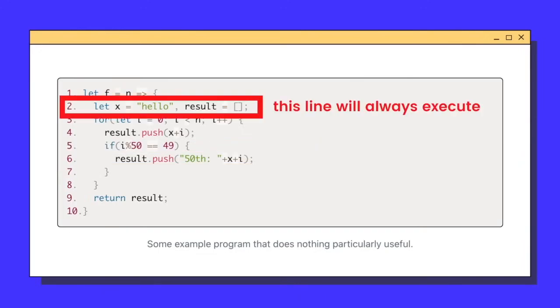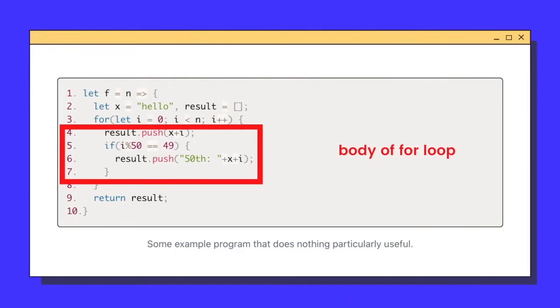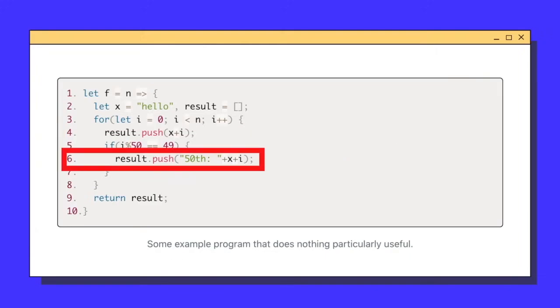So here, this line will always execute. The body of the for loop will only execute if I is less than n. So here you need n to be greater than or equal to 1 for these lines to execute. And this line will only execute if I is greater than or equal to 49. And so branch coverage would be how many individual branches out of these three are evaluated to true by a test. So you'd like to know how many of all of the branches are tested.